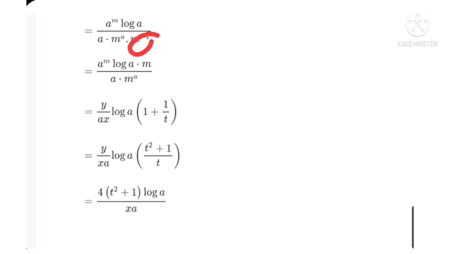m raised to minus 1 in the numerator. So we get, putting the values, log a as it is, a raised to m into m, y upon ax log a into bracket 1 plus 1 upon t. Further simplify, here take LCM, we get y upon xa into log t square plus 1 upon t. You can further write it in this way.